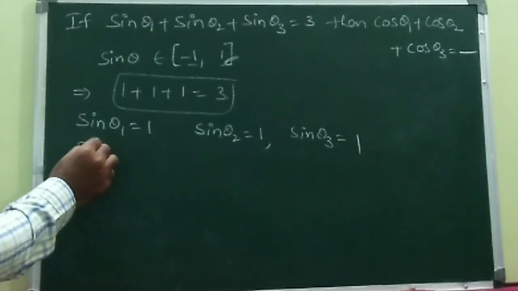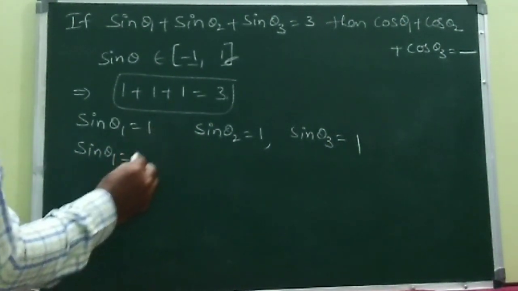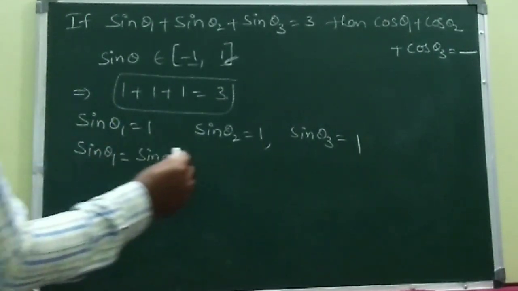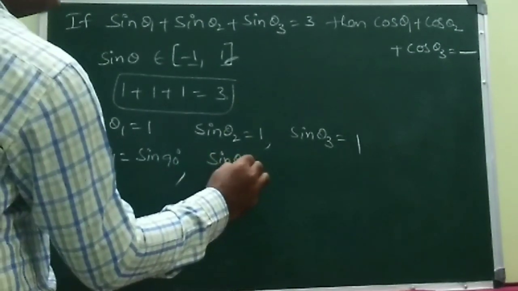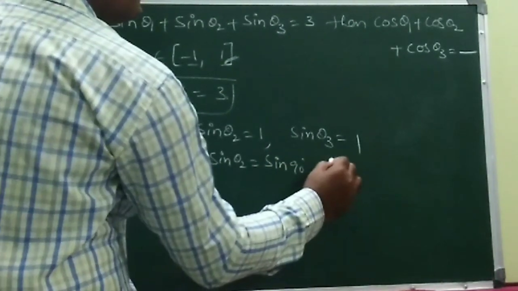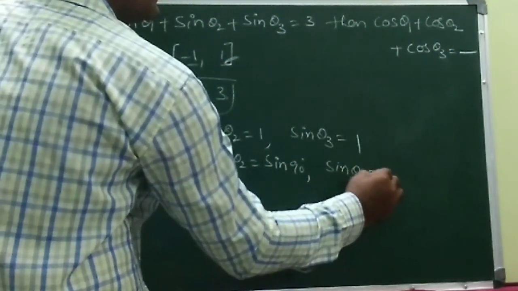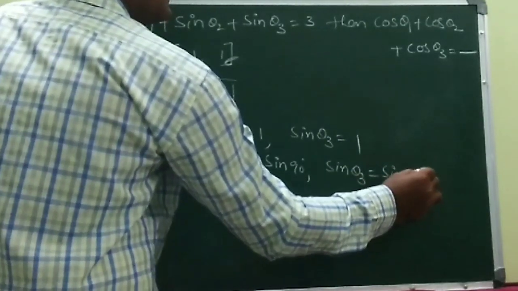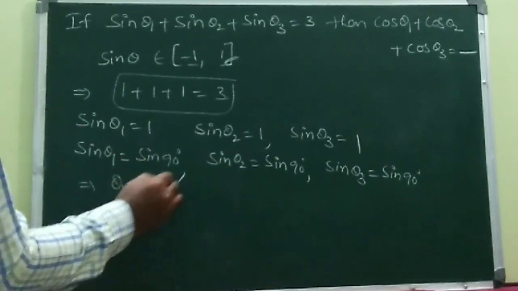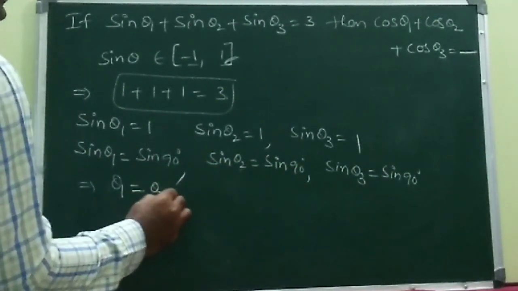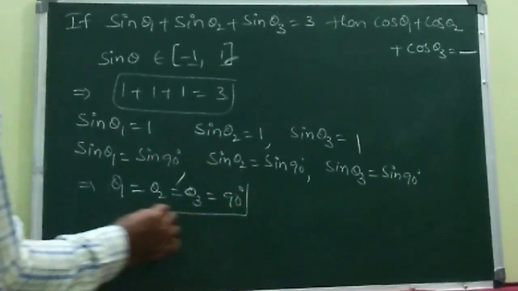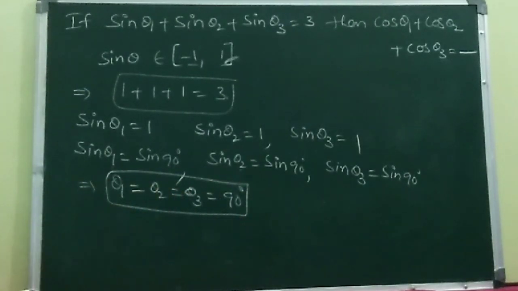Then in the place of 1 I can write sine 90, since sine 90 is 1. Even for sine theta 2, I can equate it to sine 90 degrees, and sine theta 3 also to sine 90 degrees. Hence I can say that theta 1 equals 90, theta 2 equals 90, and theta 3 also equals 90 degrees. This is what we can say.